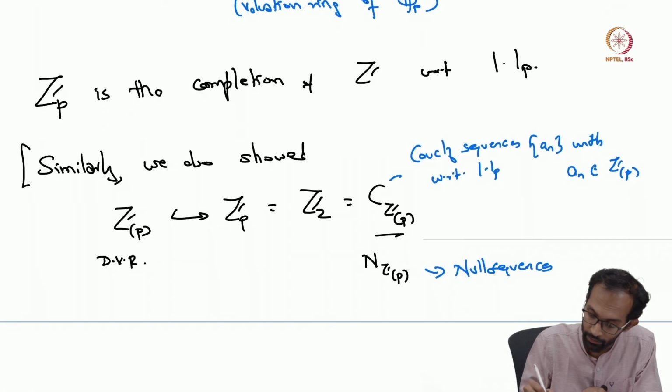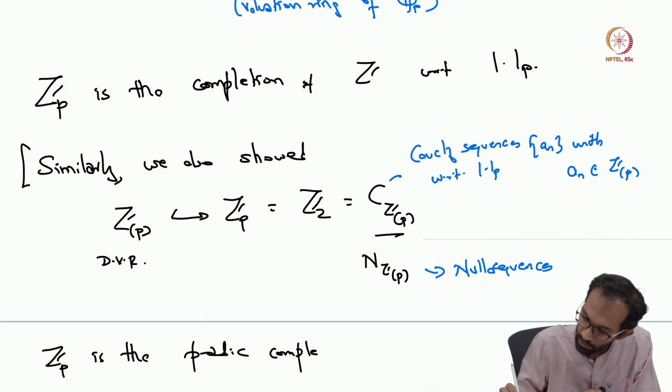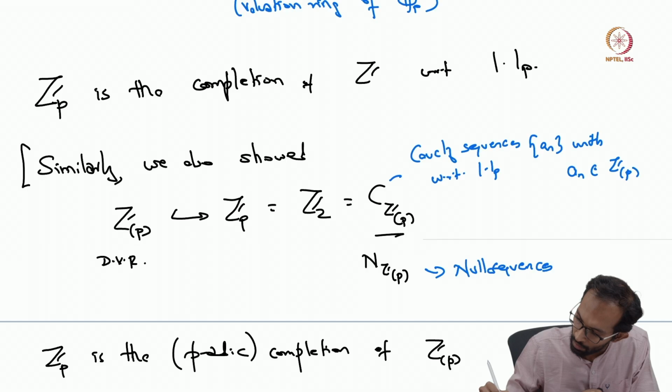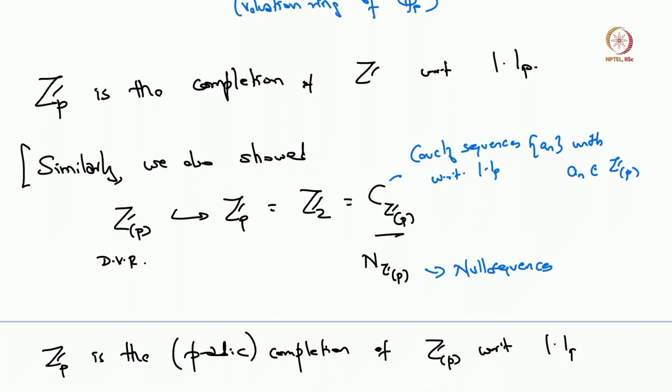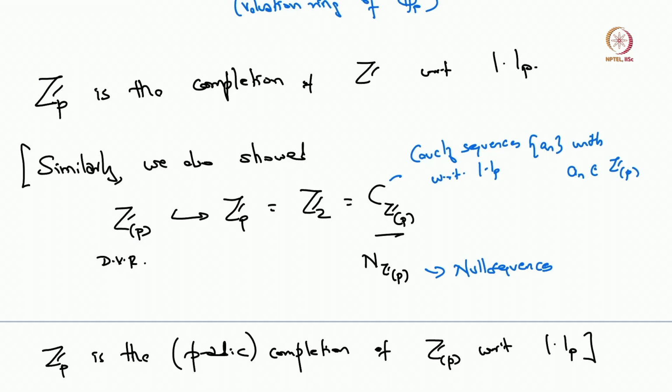And again, this description tells you that Z_p can also be viewed as the p-adic completion of this DVR with respect to the p-adic absolute value. Okay, but just for simplicity, we'll just work with this fact that Z_p is the completion of Z with respect to the p-adic absolute value. And again, sometimes I'll call this p-adic completion just to emphasize that we're completing with respect to the p-adic absolute value.